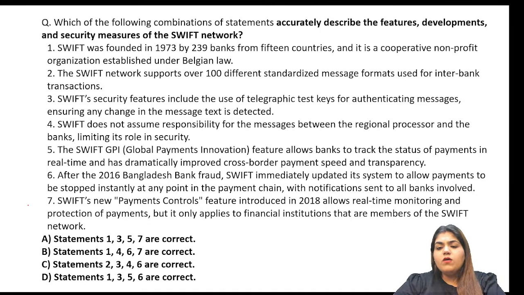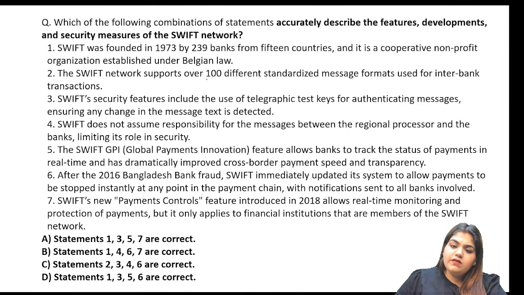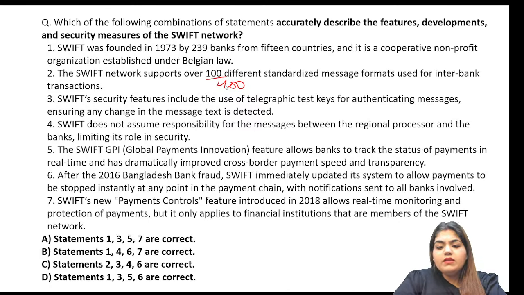Which of the following combinations of statements accurately describes the features, development and security measures of SWIFT? Statement number 1 is correct. SWIFT was indeed founded in 1973 as a cooperative non-profit under Belgian law. Statement number 2 is incorrect. It talks about 400 different standardized messages, not 100. It is 400. Statement number 3 is correct.